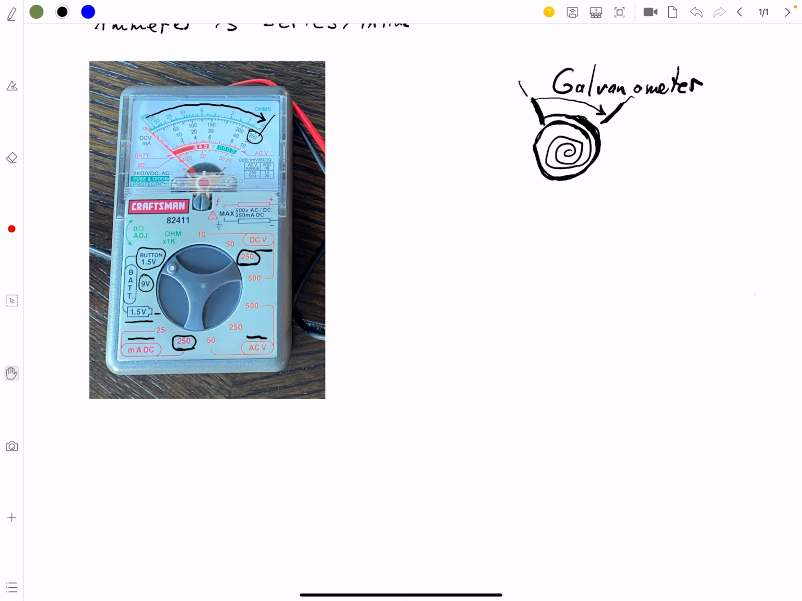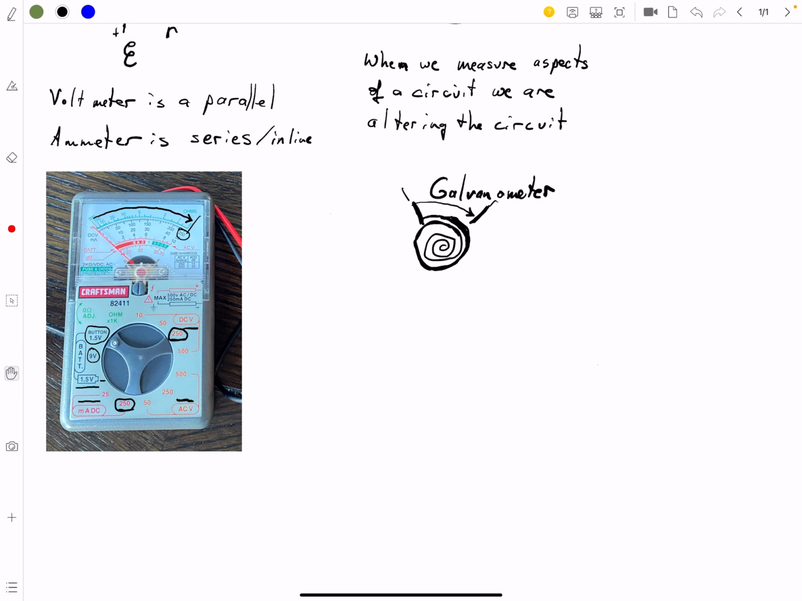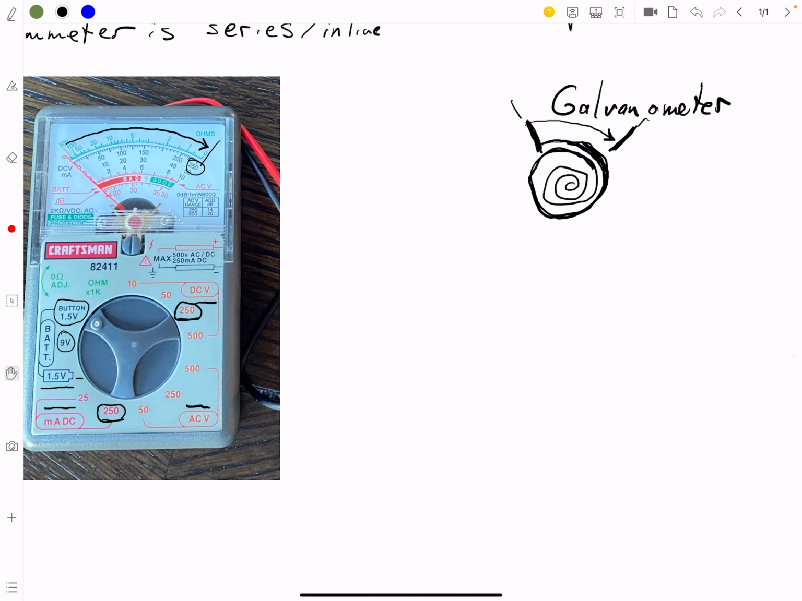This galvanometer has an internal resistance. Oh, sorry about that. Everybody's going to get seasick with me driving like this.